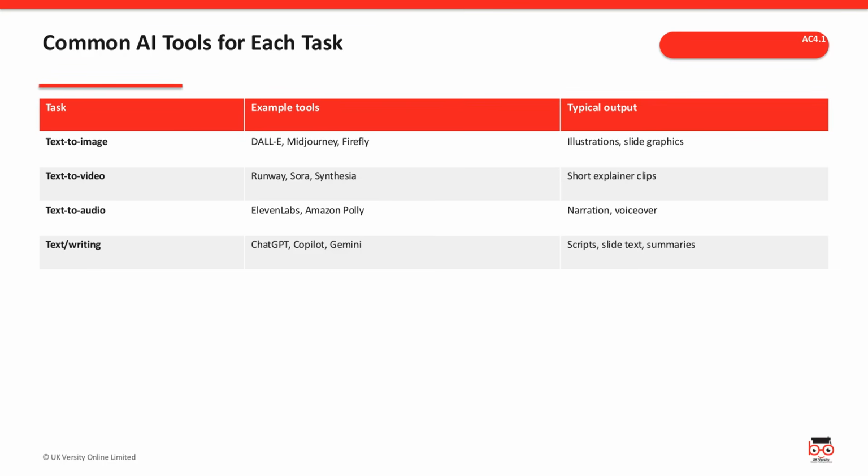Here's a quick reference for matching the task to the tool. If you need illustrations or slide graphics, reach for a text-to-image tool. For short explainer clips, a text-to-video tool does the job. And for narration or voiceover, a text-to-audio tool is your friend. And of course, a text tool like ChatGPT, Copilot, or Gemini can draft the scripts, slide text, and summaries that feed all the others. Knowing which tool suits which output saves a lot of wasted effort.